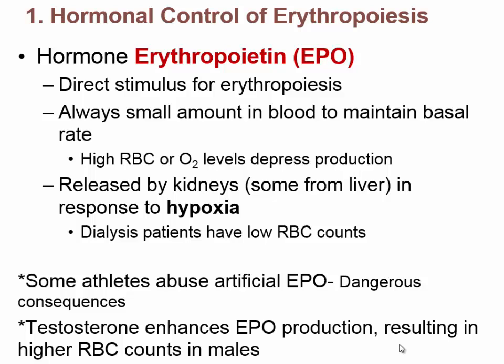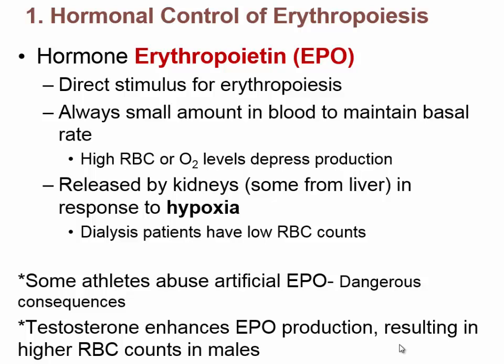Now, testosterone also enhances EPO production. This is why, way back when, I said males have more red blood cells. Their percentage of red blood cells to plasma is higher. They have more EPO, more red blood cell making hormone. That's just because of the testosterone.